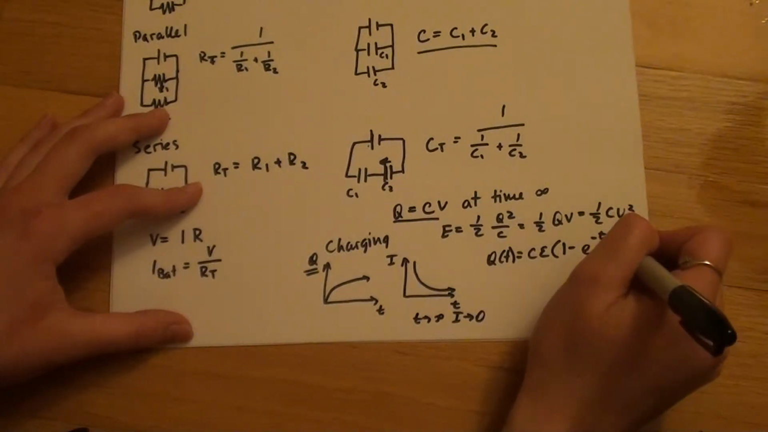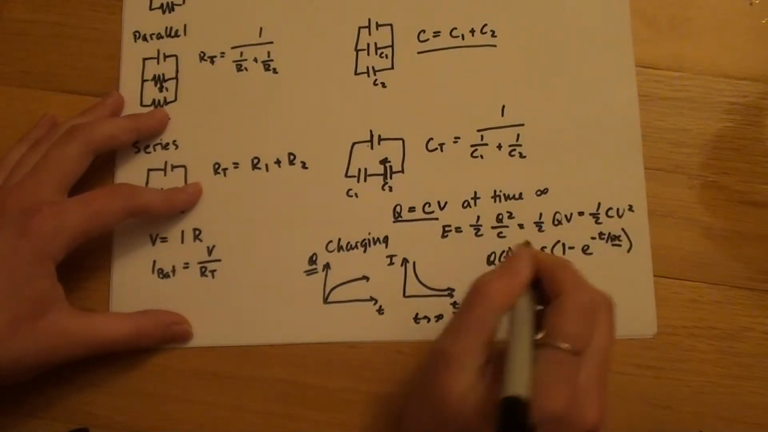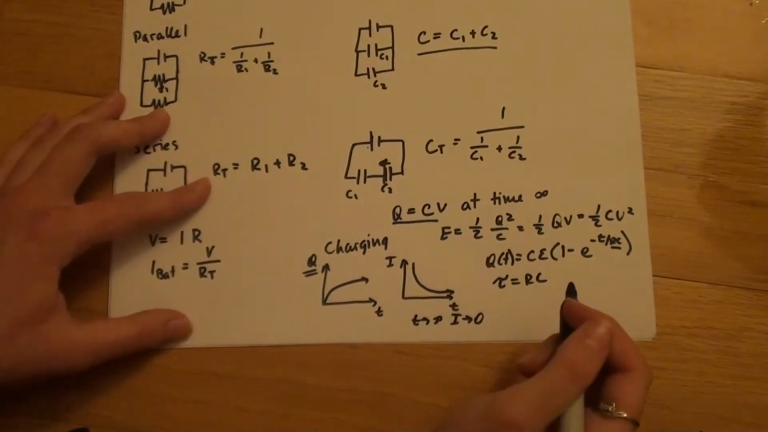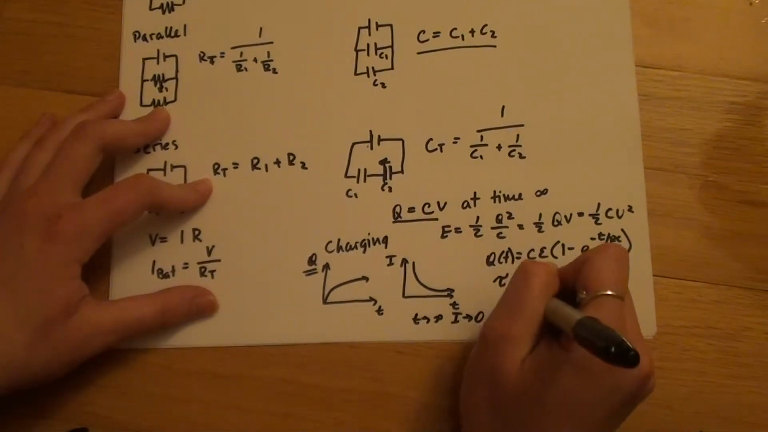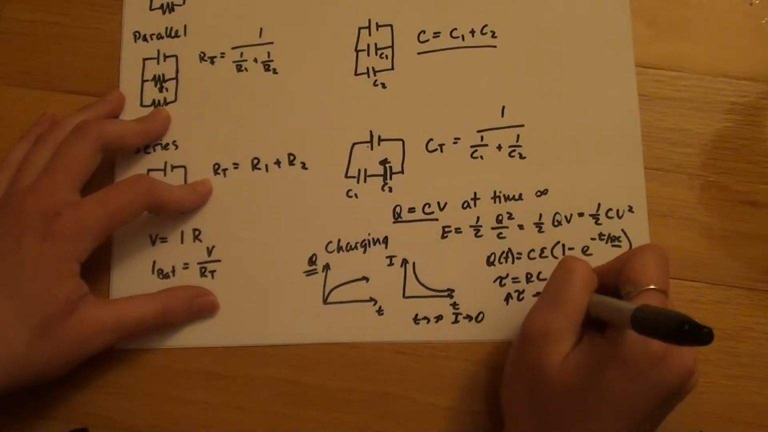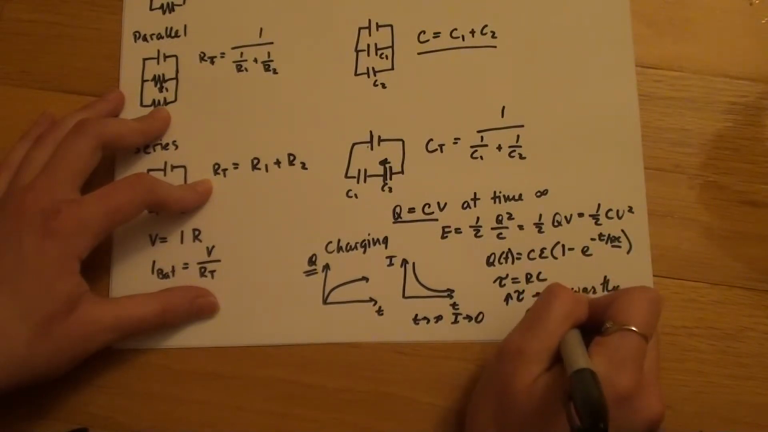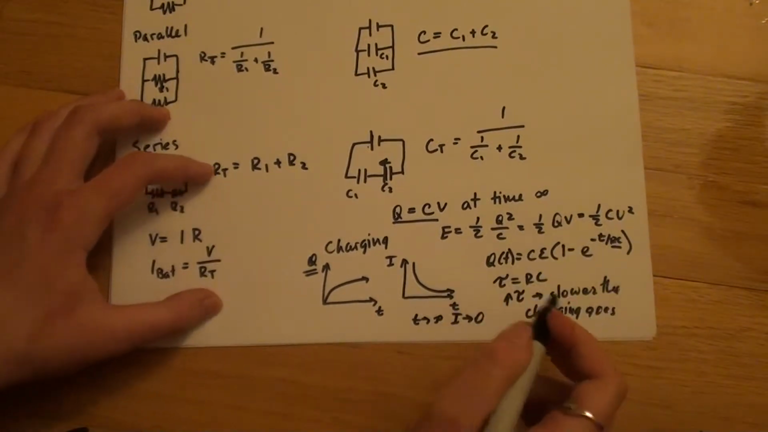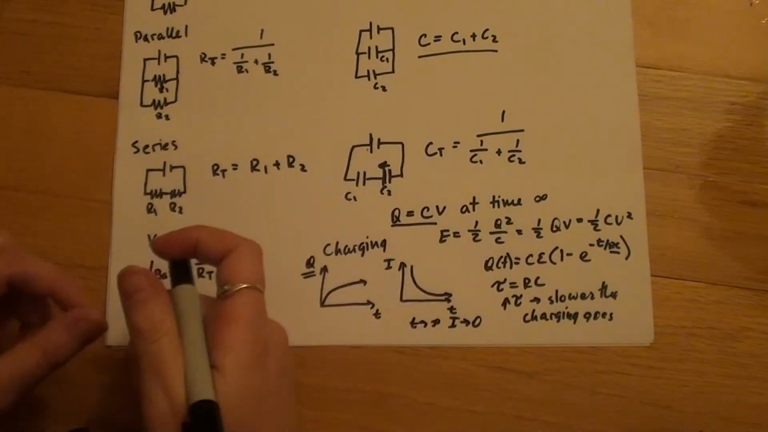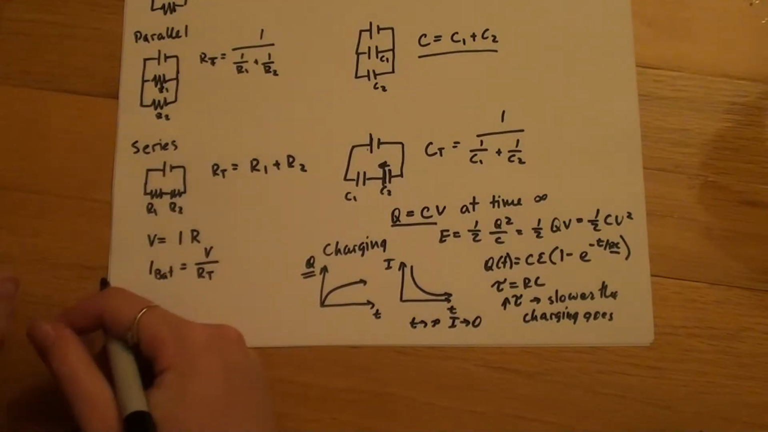And I want to look at this RC value. RC is actually a time constant, and from this formula you can see that the larger the time constant, the slower the charging goes. So it will take a longer amount of time to charge, but if tau is really small, then the capacitor will reach its full charge very fast.